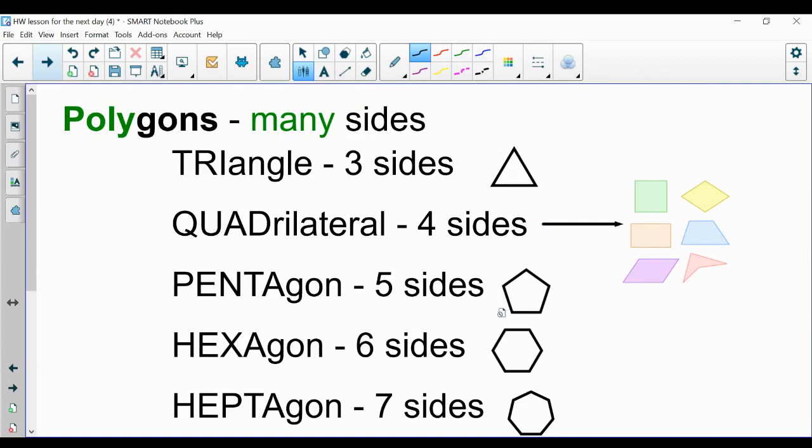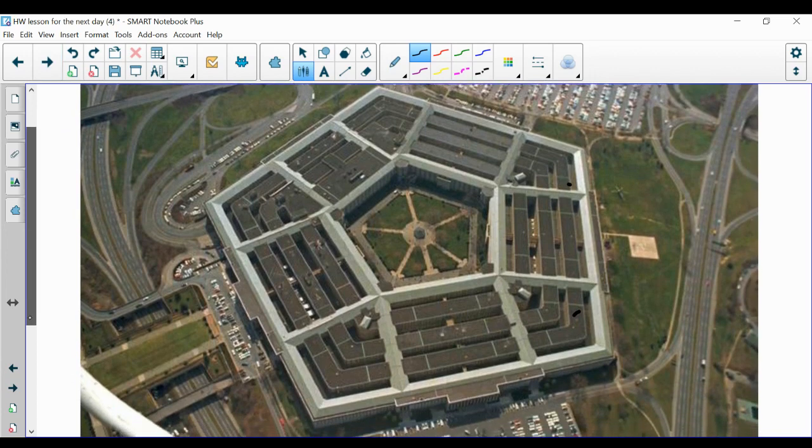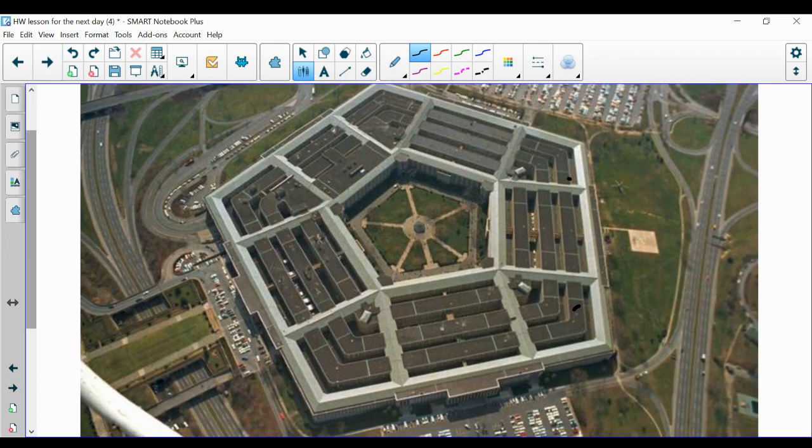Here are some vocabulary words the regents exam loves to test you on. Like triangle, we have tri, we have three sides. Quadrilateral, we have four sides. We talked about those in the last two days. Pentagon, we have five sides. I want to show you a picture. Does anyone know about this building? Cool building though, very cool. It's just called the Pentagon. It's in Washington D.C. When 9/11 happened, they also attacked this building here.